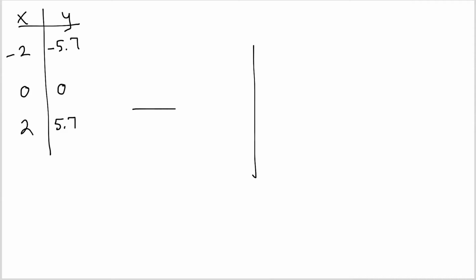All right, so now let's look at the concavity. So I know I've got a point negative 2, negative 5.7. Let's just say it's down here. And then I've got the point 0, 0 at the origin. And I've got another point that I'm plotting, which is positive. So this is symmetric about the origin, right there.